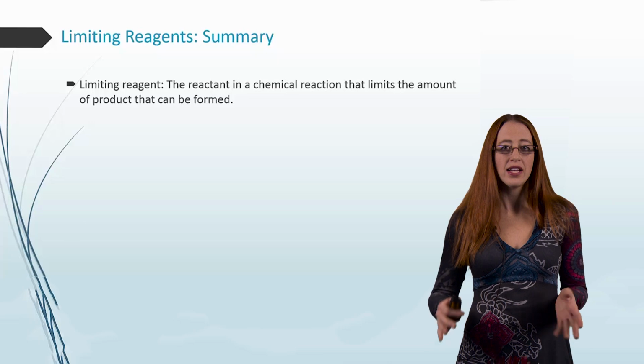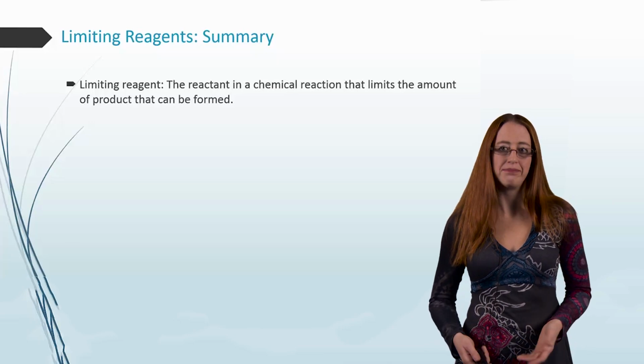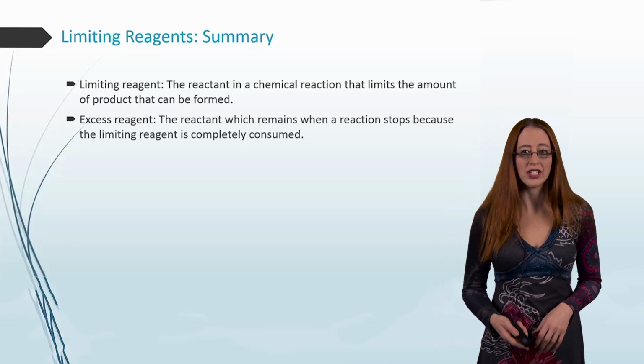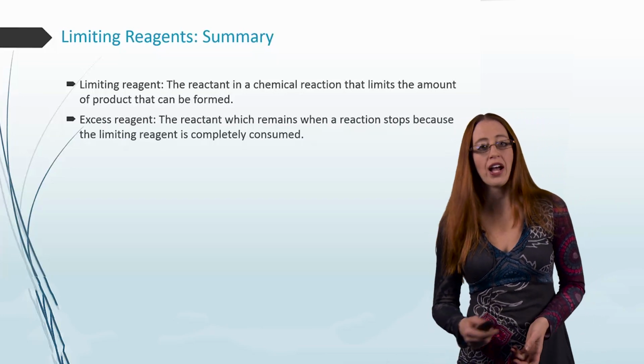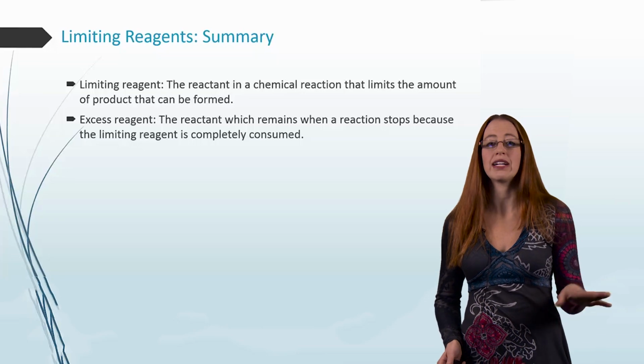So in summary, we have our limiting reagent, which is the reactant in the chemical reaction which we run out of first. It keeps the amount of product limited. We have our excess reagent, or reagents, which are all the other ones. Those are the ones that are left over after the reaction has finished and we've run out of the limiting reagent.